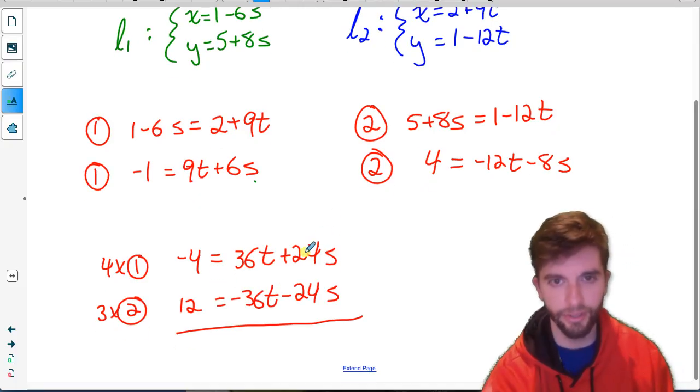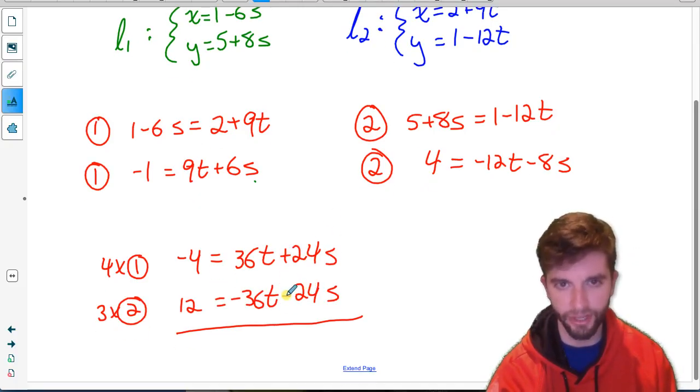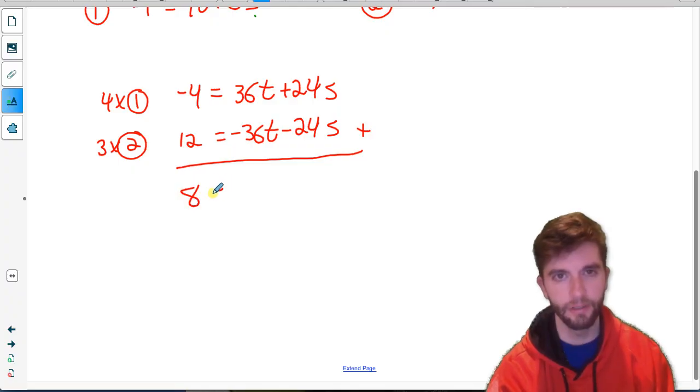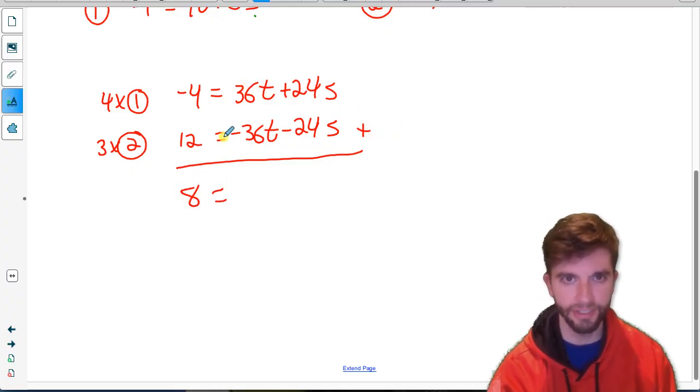And now since the coefficients of the s's are opposite signs, I could add them to eliminate them. So I'll add all pairs of like terms. So negative 4 plus 12, that's 8, equals 36t plus negative 36t, that's 0. And 24s plus negative 24s is also 0. So I get 8 equals 0.